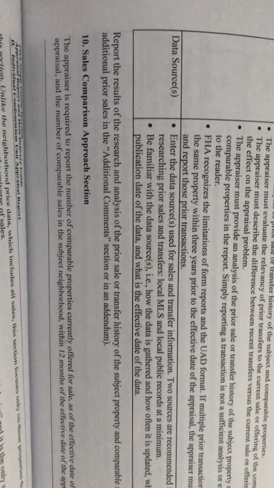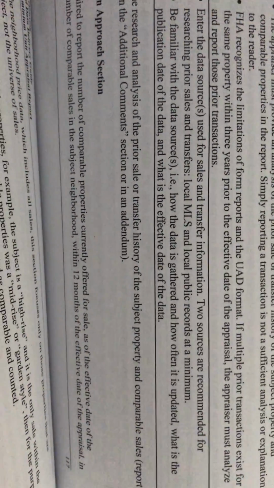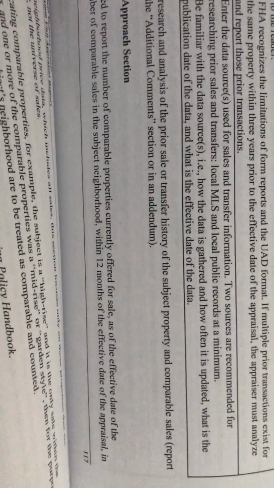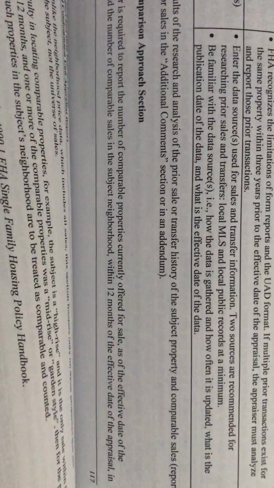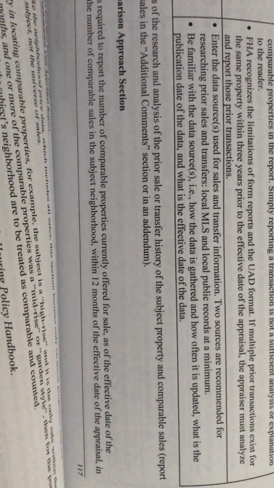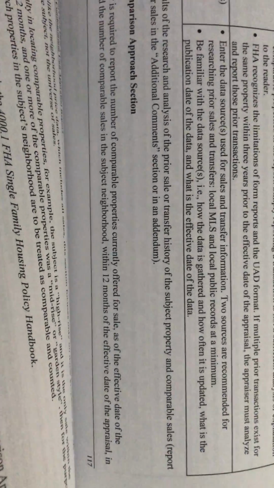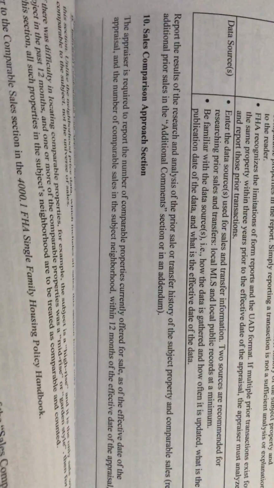Field: Data sources. Protocol: Enter the data sources used for sales and transfer information. Two sources are recommended for researching prior sales and transfers: local MLS and local public records at a minimum. Be familiar with the data sources, for instance, how the data is gathered and how often it is updated. What is the publication date of the data, and what is the effective date of the data?